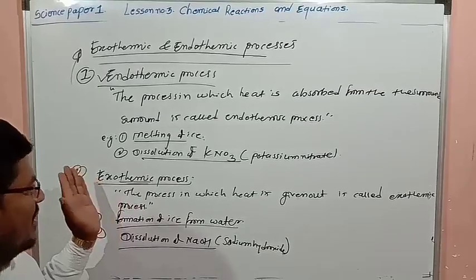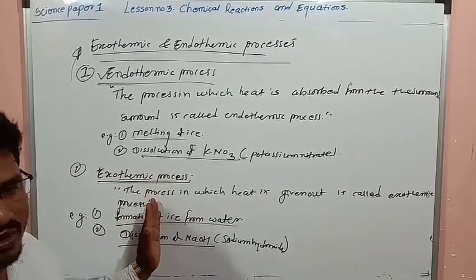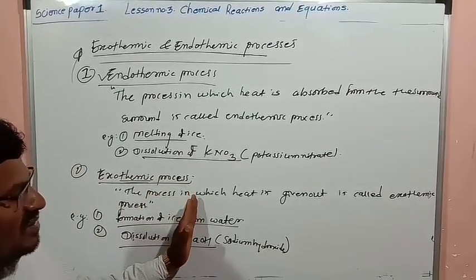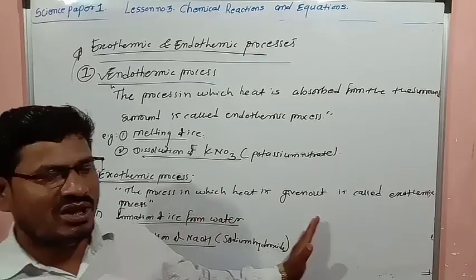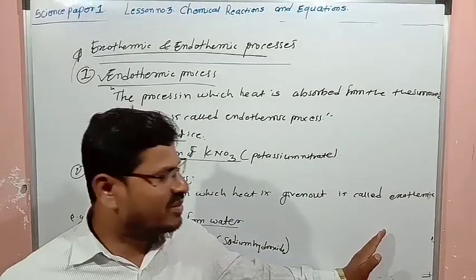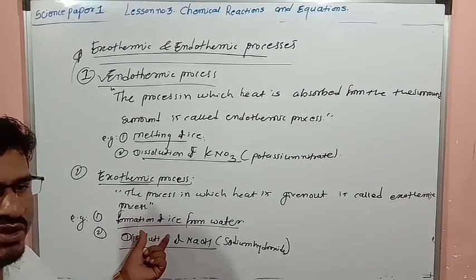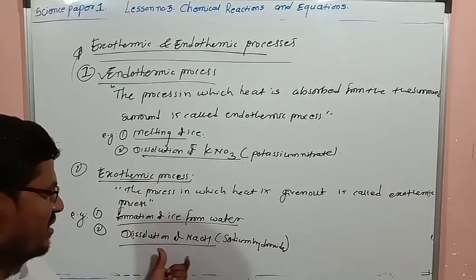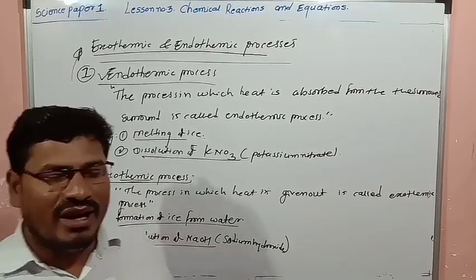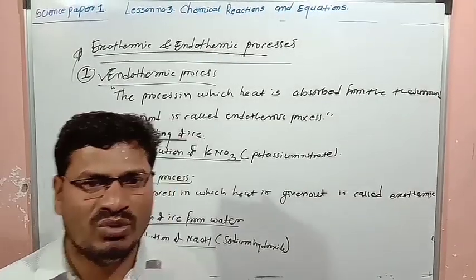Next is the exothermic process. The definition we have studied: the process or physical change in which heat is given out or liberated is called an exothermic process. The first example is the formation of ice from water, and the second example is the dissolution of NaOH. And one more thing we are going to learn.